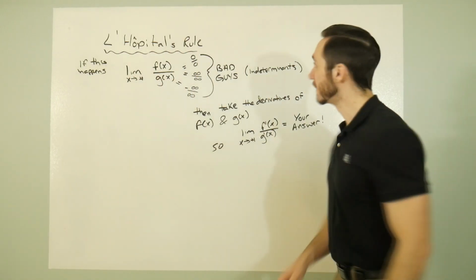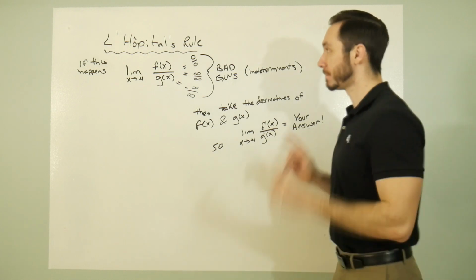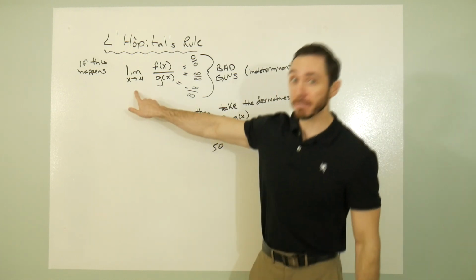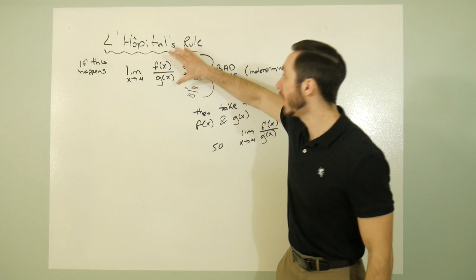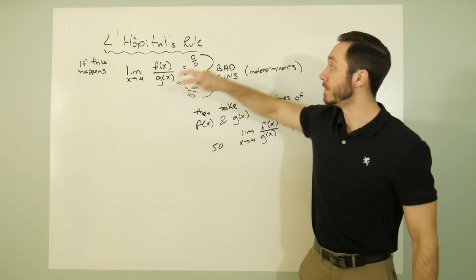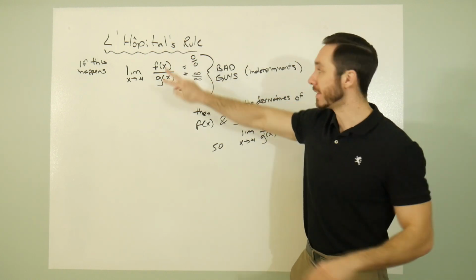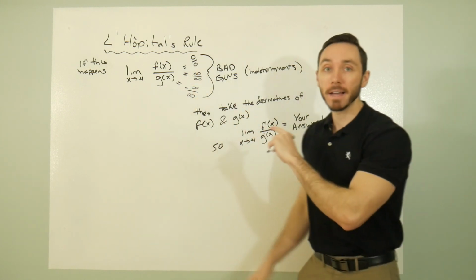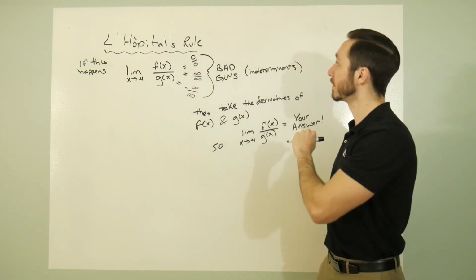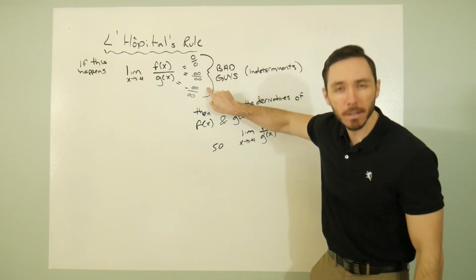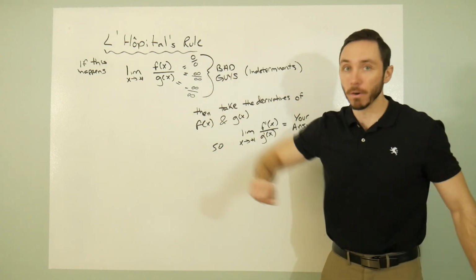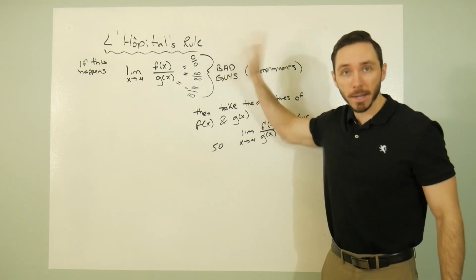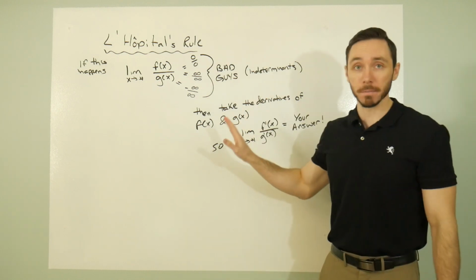Hey math people, L'Hopital time. If you're looking for a limit and you have a ratio of two functions of the thing you want to find the limit of, and you get one of the bad guys. So the bad guys are indeterminates. That's the official word for them. If you get 0 over 0, infinity over infinity, or negative infinity over infinity, these guys are bad. You can't do math with them. They're not real numbers.